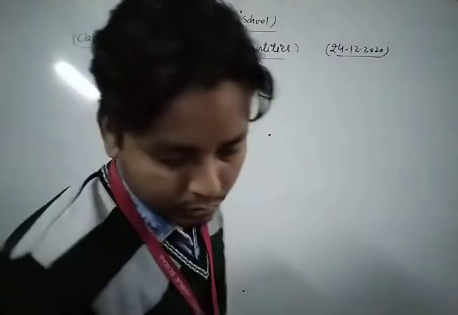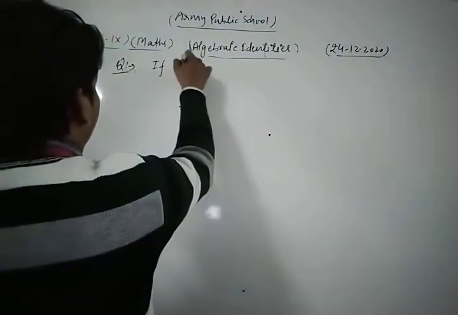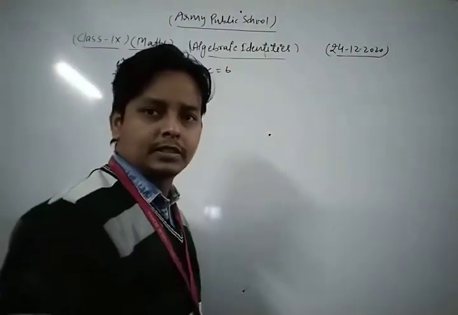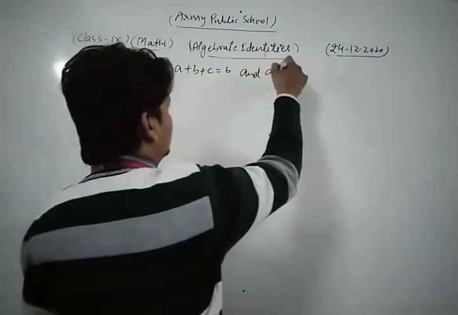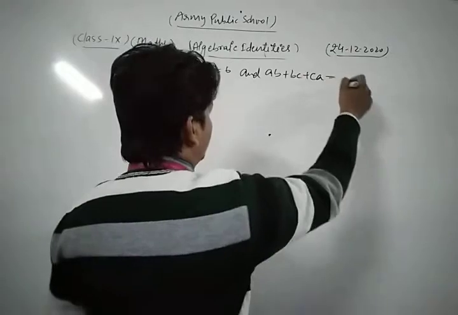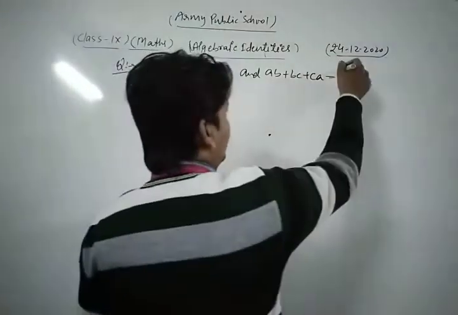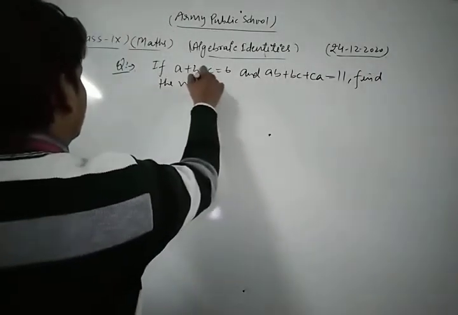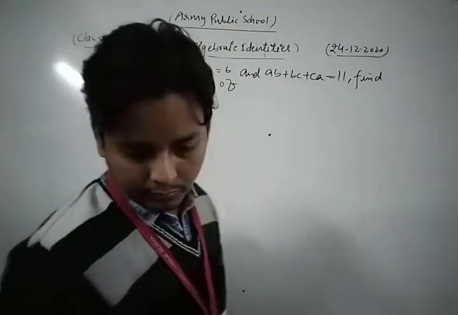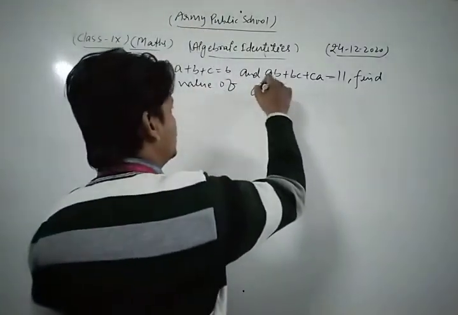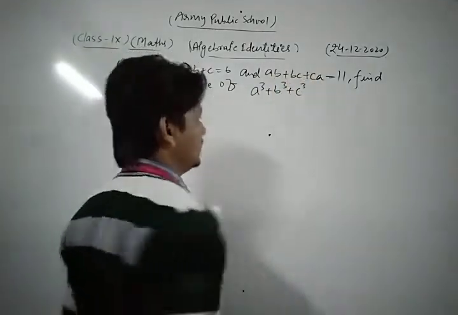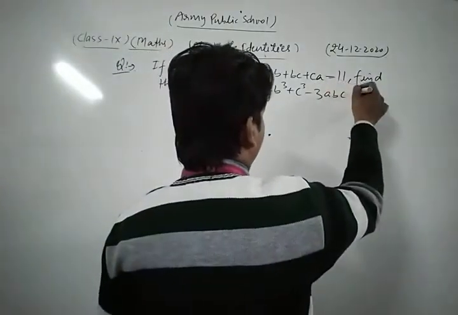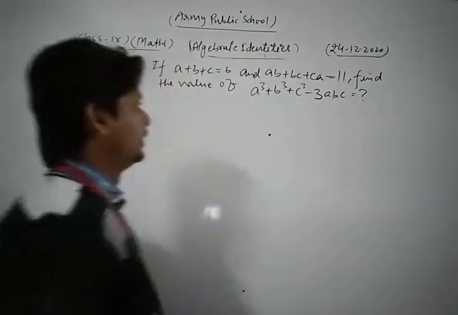If a plus b plus c is equal to 6 and ab plus bc plus ca is equal to 11, now find the value of a cube plus b cube plus c cube minus 3abc. We find the value of that. Now let's see its solution.